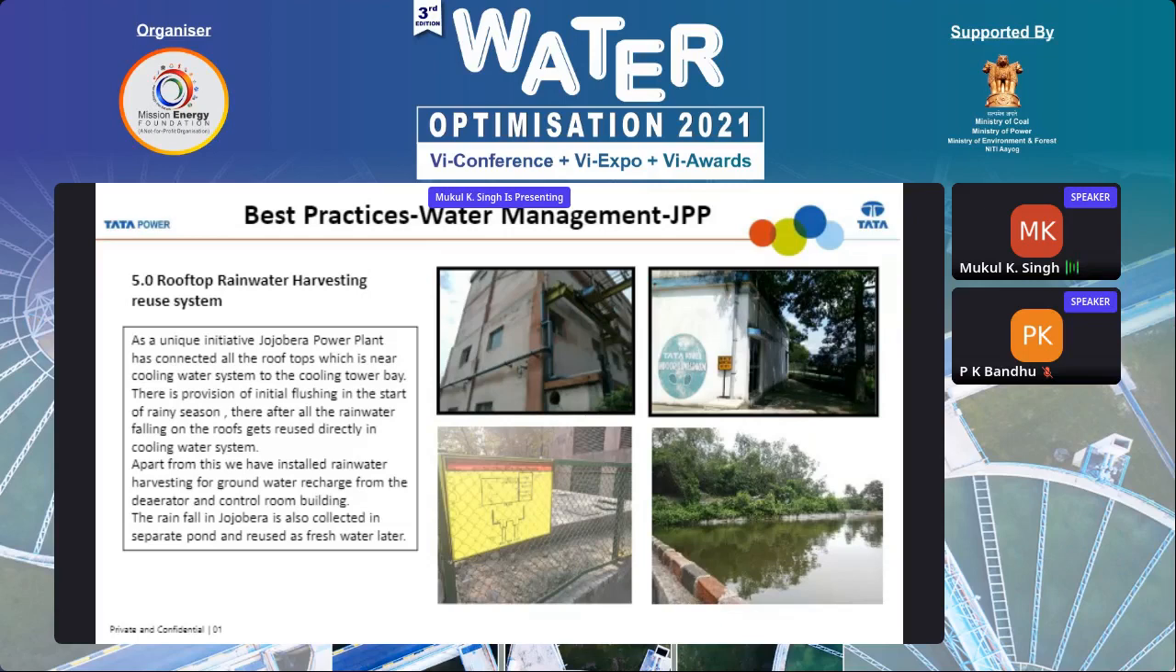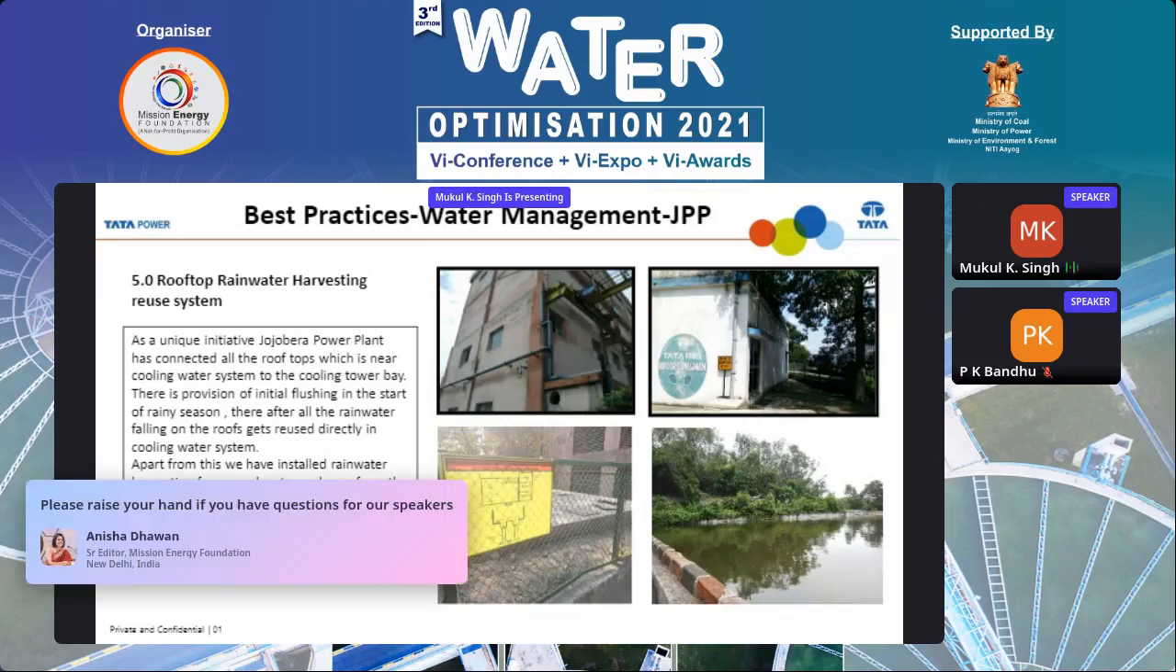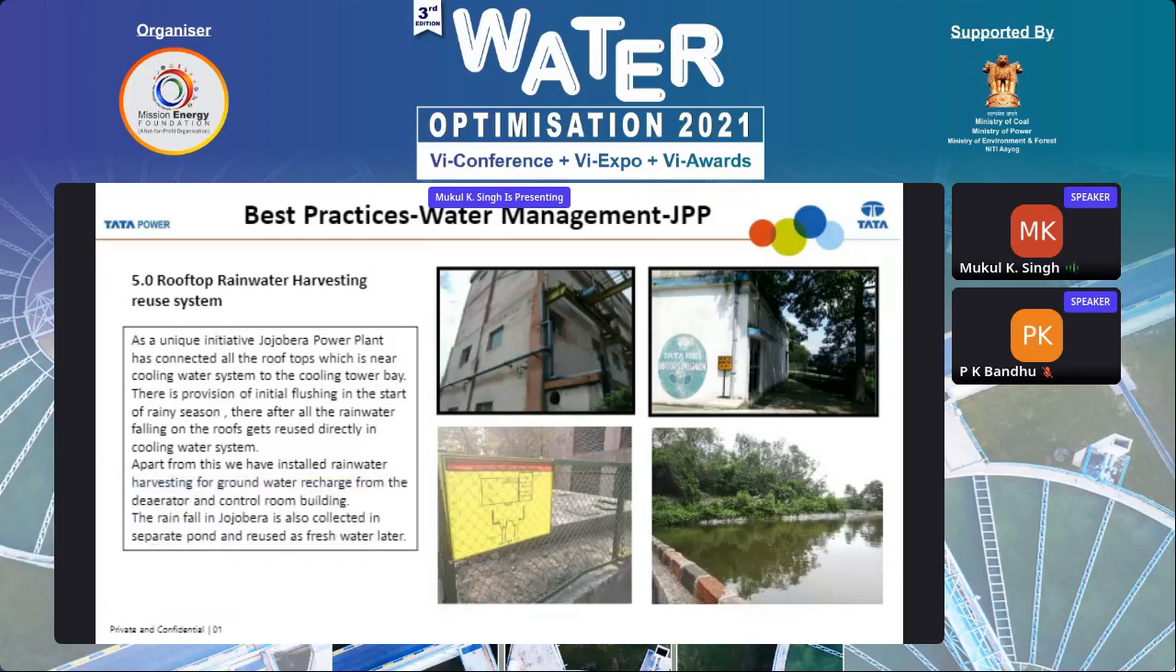And apart from this, we have also installed rainwater harvesting for groundwater recharge. We are collecting the rainwater in separate ponds and we are using it later also. So we are trying to capture as much rainwater as we get in our premises and reuse it as fresh makeup.